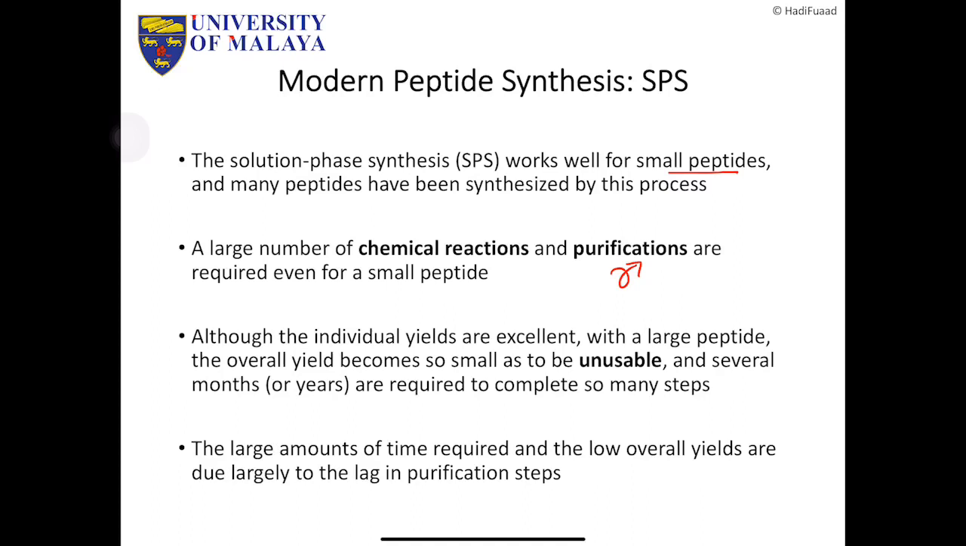Similarly, if you want to evaporate your byproducts, you might need to rotovap for a while before you can actually get pure peptides. So although the individual yields are excellent, with large peptides the overall yield becomes so small that the SPS approach is unusable, and it also requires several months or years to complete one synthesis. So a large amount of time is required, and the low overall yields are due to the lag in the purification steps, again, rotovapping.